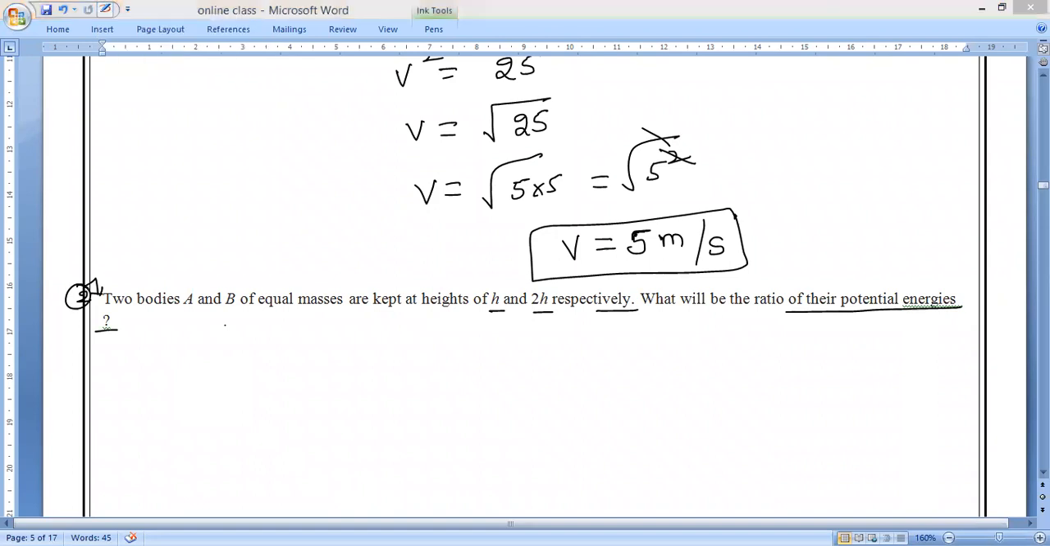Let me see who will say. What will be the ratio of their potential energies? 1:2. 1:2. Very good. Ramon is always late. 1:2. Very good. Others? Sir, 1:2. Others, girls?